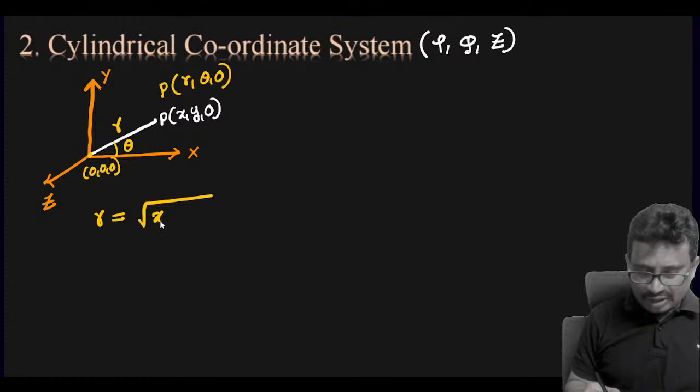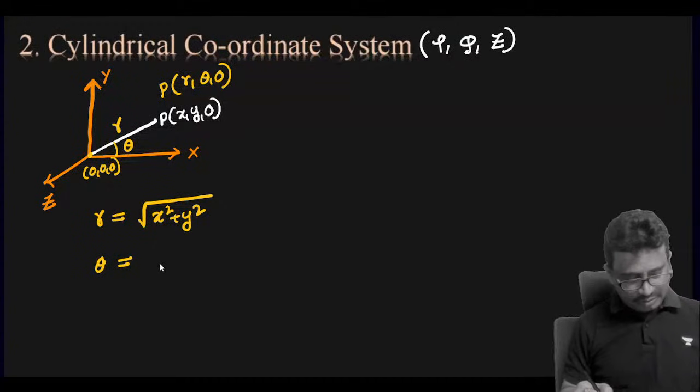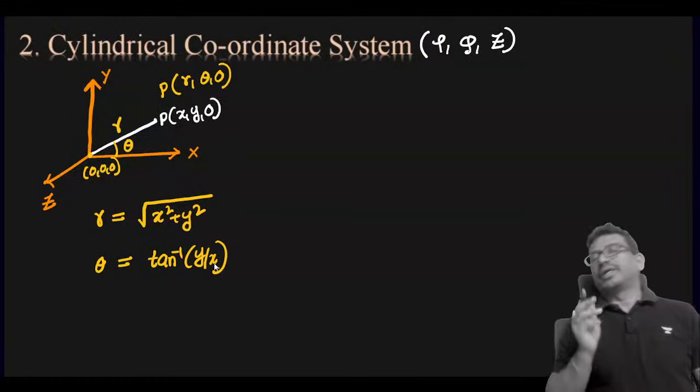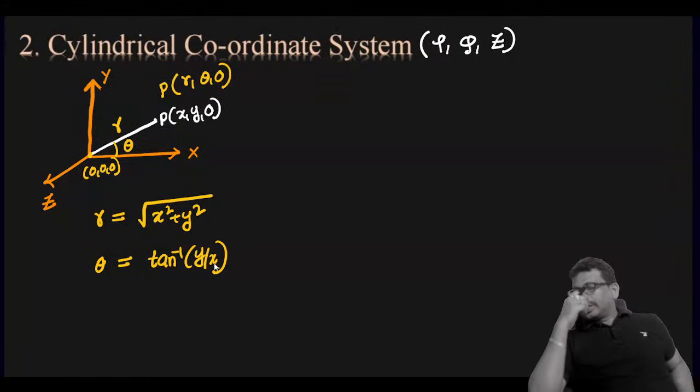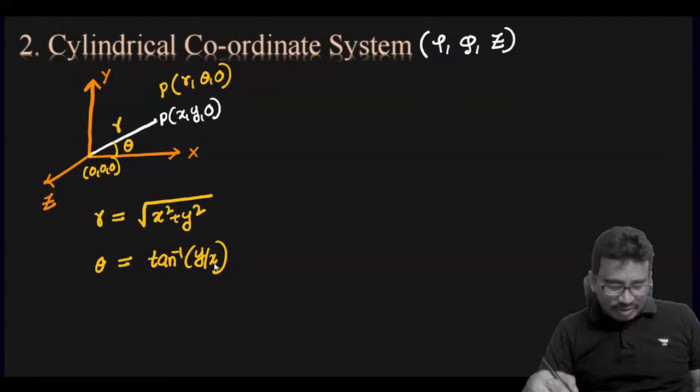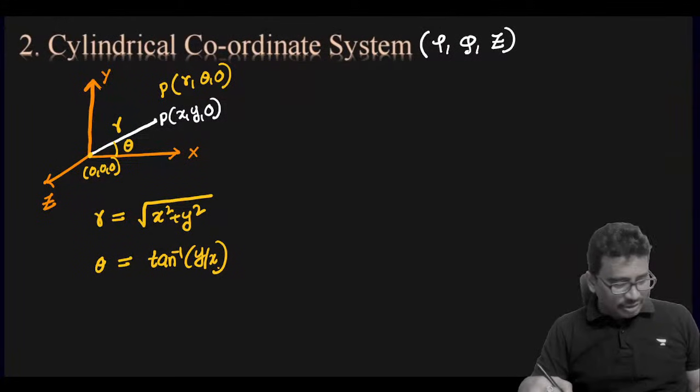That is given as the square root of x square plus y square. And theta is what? Theta is tan inverse of y by x. Right. R is the distance from point P to the origin.